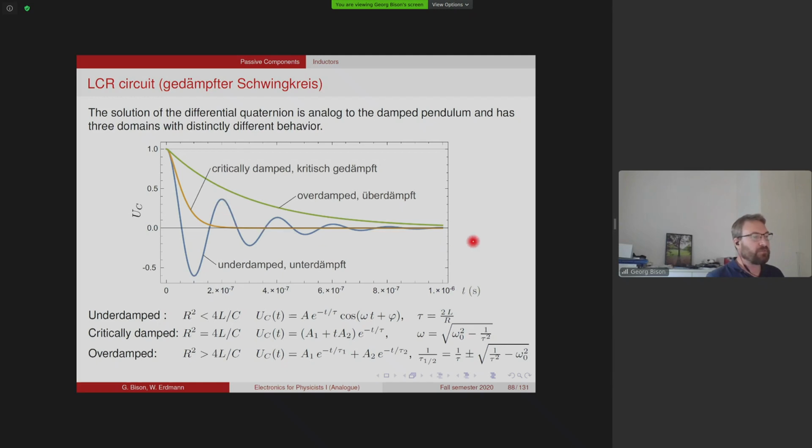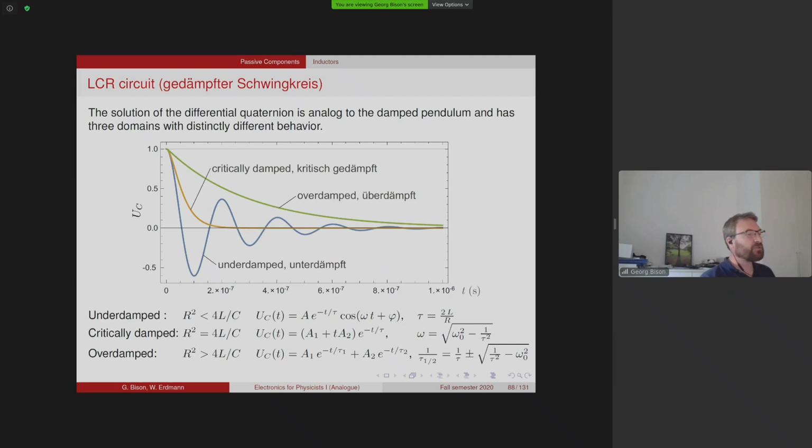And for that reason, the amplitude becomes smaller and smaller. Now, at the defining critical resistance, the solution looks like this. And this is the critically damped case. The critically damped case is the fastest approach of 0.